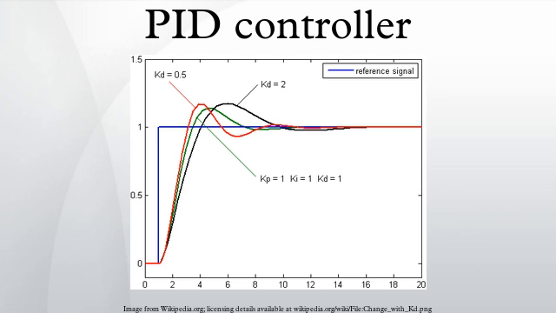Another new method for improvement of PID controller is to increase the degree of freedom by using fractional order. The order of the integrator and differentiator add increased flexibility to the controller.